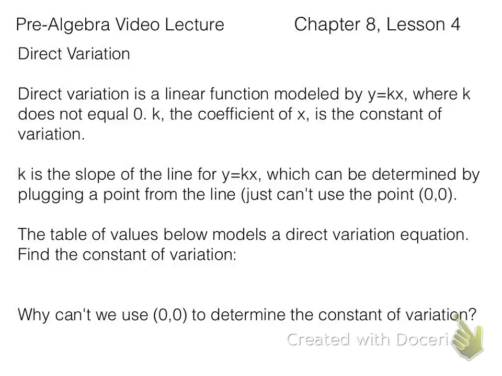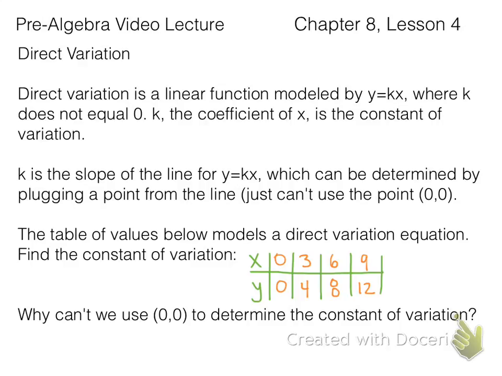K is the slope of the line for y equals kx, which can be determined by plugging in a point for the line that they give you. You just can't use the point 0, 0. So the table of values below models a direct variation equation.